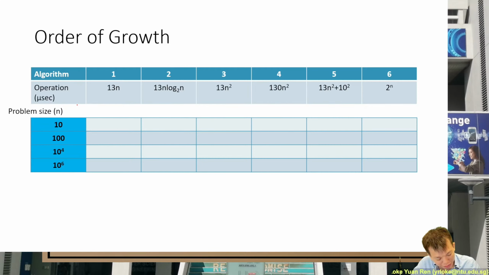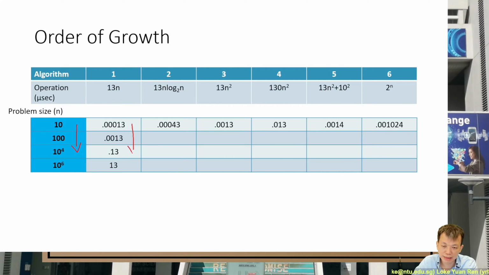10 to the power of 4, which is 10,000, and then to 1 million. In this situation, what is the difference? In the first algorithm, let's say 1 microsecond, you will find that it takes 0.0013 seconds to complete. You increase 10 times, 10 times, 100 times. This is a linear function, so the time also increases linearly.